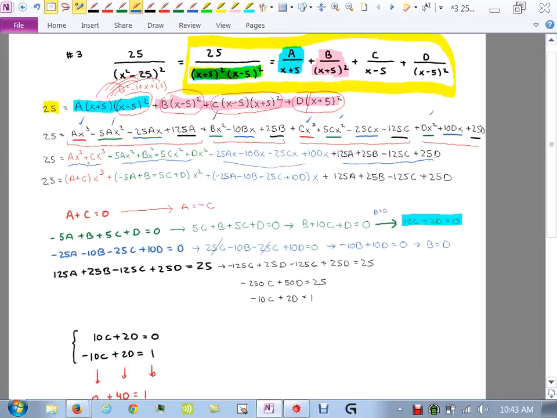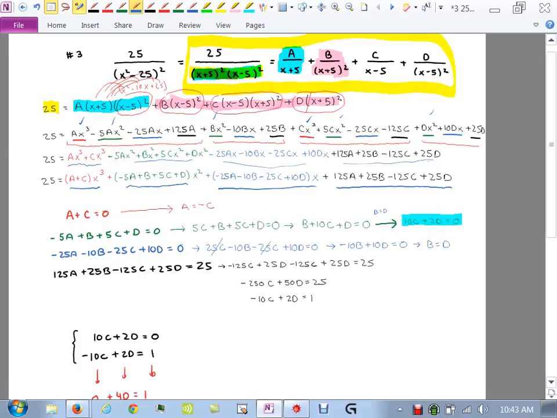Then I take the first two terms. I factor out an x cubed, and that leaves me with an a plus c in front. On the second group here, I factor out an x squared. I get this. The third group, I factor out an x. I get this. And then all those things without x's, I just leave them here.